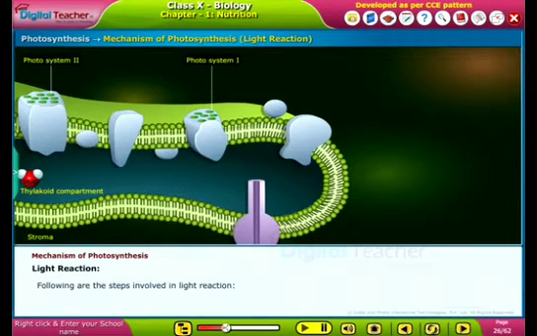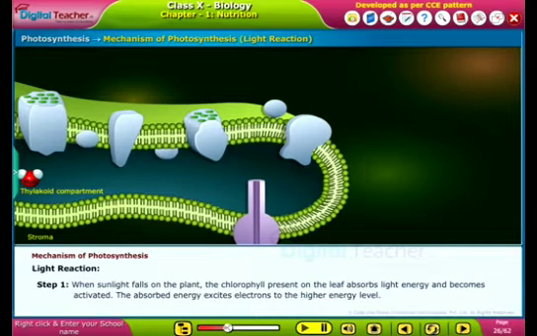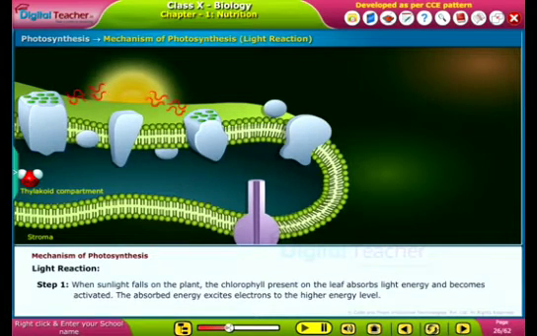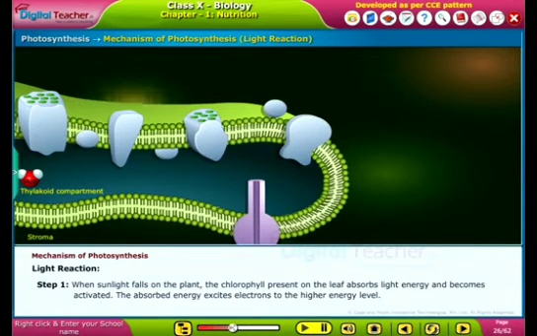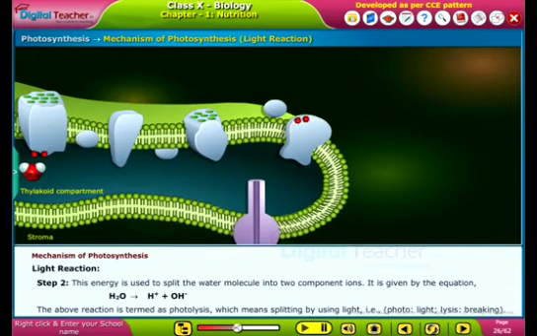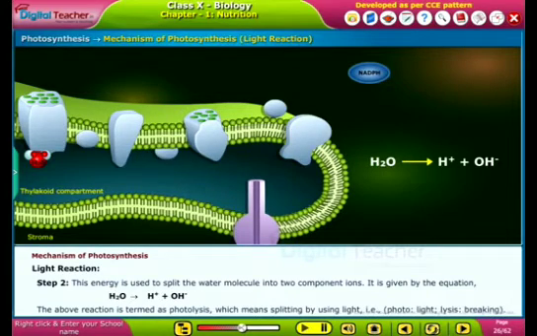Following are the steps involved in light reaction. Step 1. When sunlight falls on the plant, the chlorophyll present on the leaf absorbs light energy and becomes activated. The absorbed energy excites electrons to a higher energy level. Step 2. This energy is used to split the water molecule into two component ions. It is given by the equation shown on the screen. The above reaction is termed photolysis, which means splitting by using light. That is, photo, light; lysis, breaking.